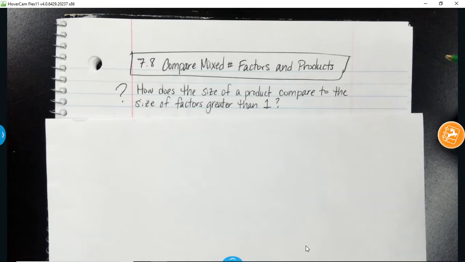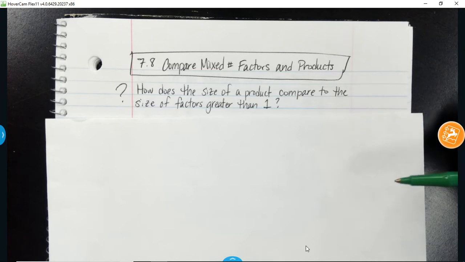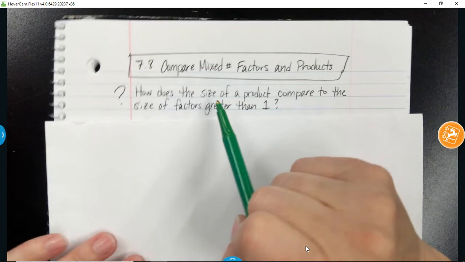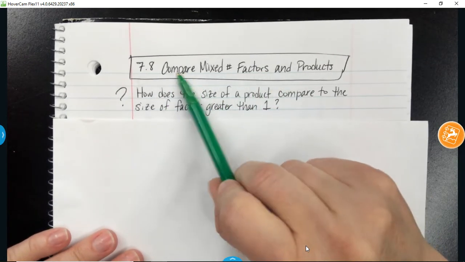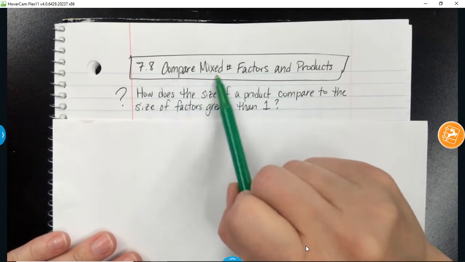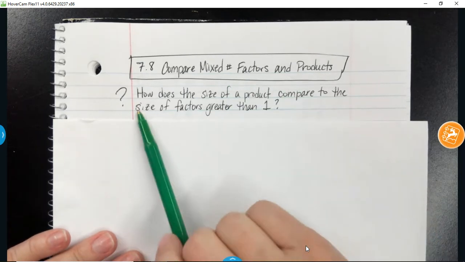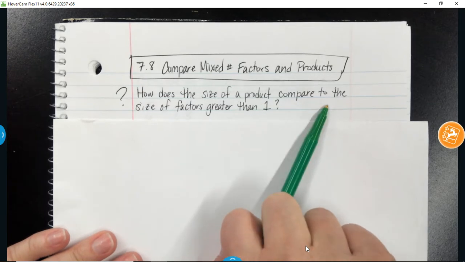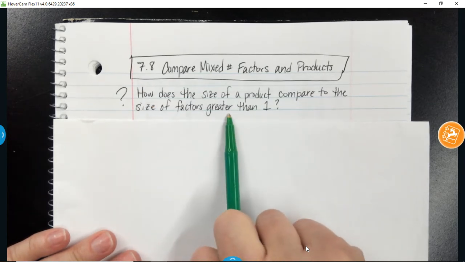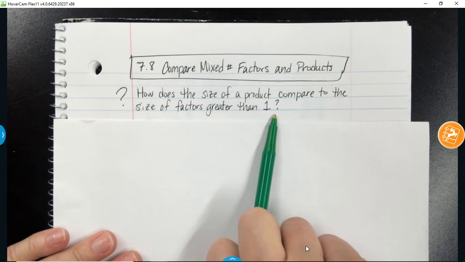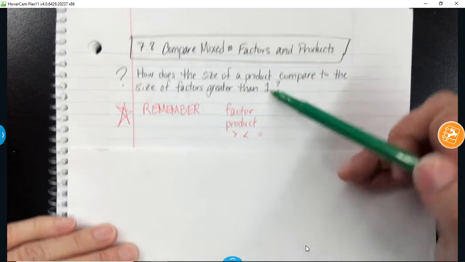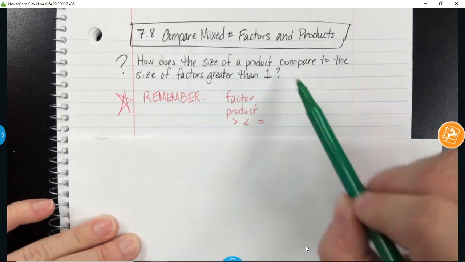Okay, y'all. We're skipping over a couple, and we're going to 7.8. In 7.5, we compared factors and products. And we're going to do that again, but this time our factors and products are going to be mixed numbers. So we're going to compare mixed number factors and products. Again, the big question is, how does the size of a product compare to the size of factors that are greater than 1? This is going to be a lot of looking back and forth at the numbers and what they're being multiplied by.